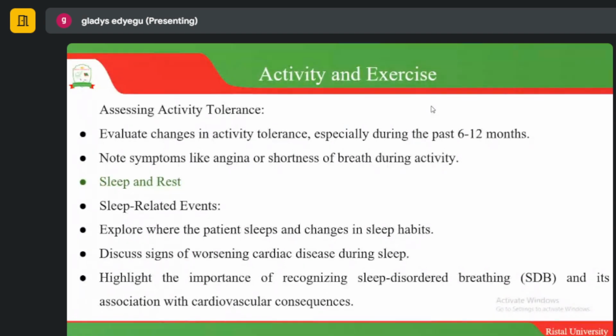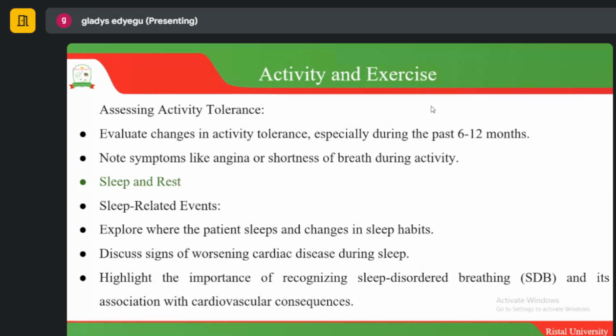The patient may tell you, I feel pain, maybe when I'm doing exercise or a heavy duty. Then he'll tell you, I feel shortness of breath and so forth. Then sleep and rest. Encourage them to have enough sleep, enough rest. So for sleep-related events, also find out when you're resting, how do you feel? Do you get shortness of breath? Do you have difficulty in breathing? Or do you have chest pain? And which side of the chest? So all those things you have to know, and they can help you in the management.